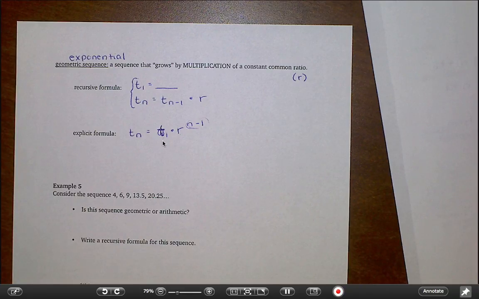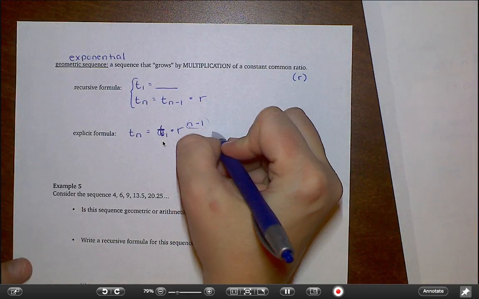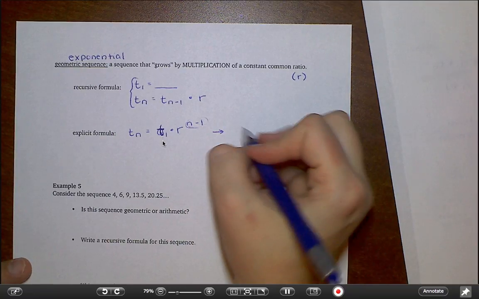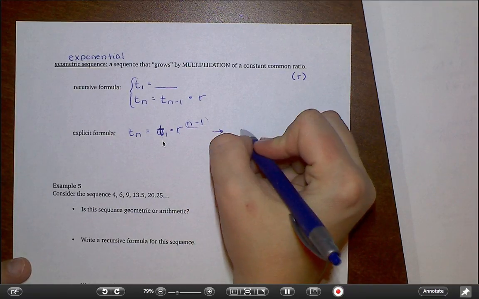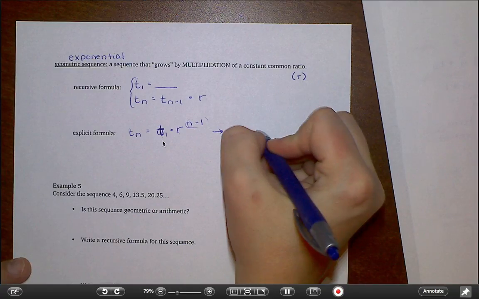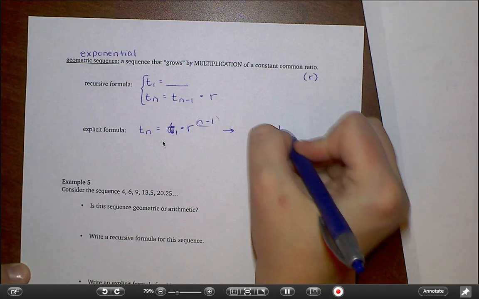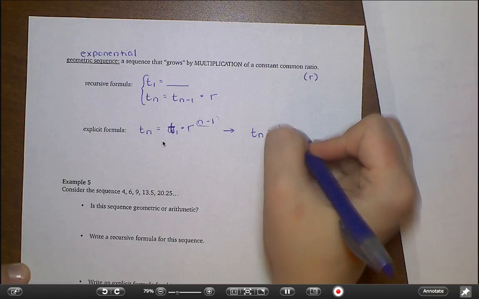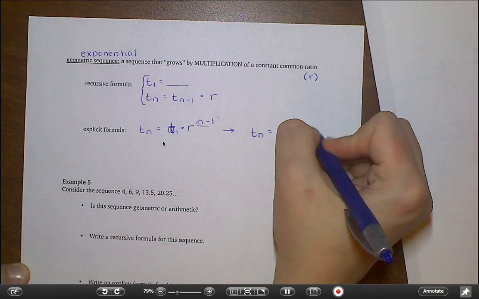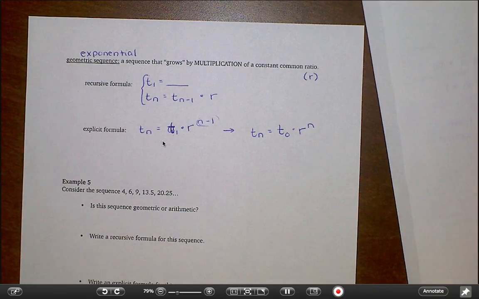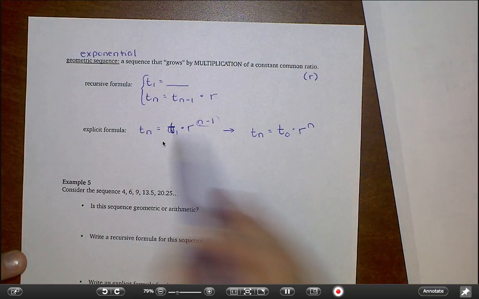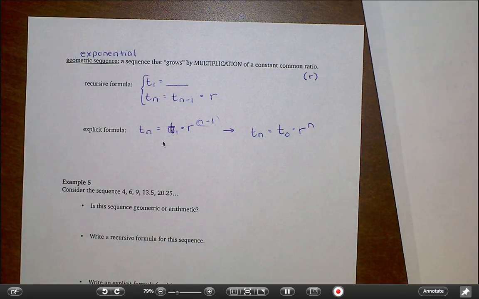Now that n minus 1 might be throwing you off, but you'll notice that the other formula had an n minus 1 in it as well. I would probably say, because you know how I like my term zeros, my way of writing the same formula would be take term 0 and multiply by your ratio n times. Now there's a difference here. Term 1, term 0. I'll show you what I mean by that.